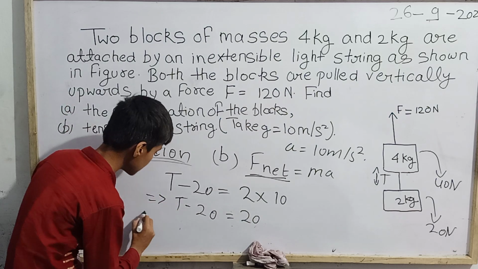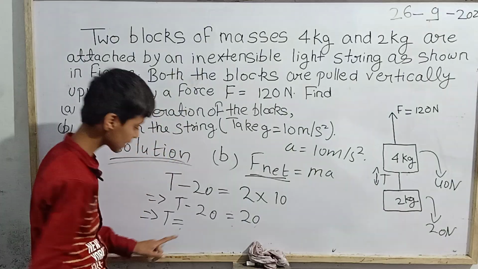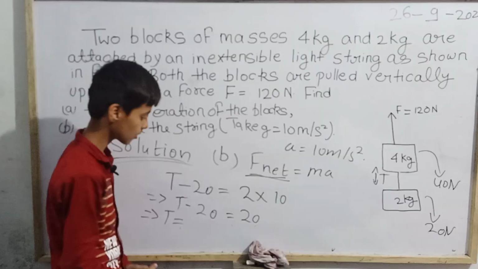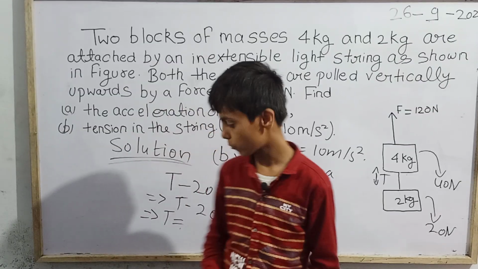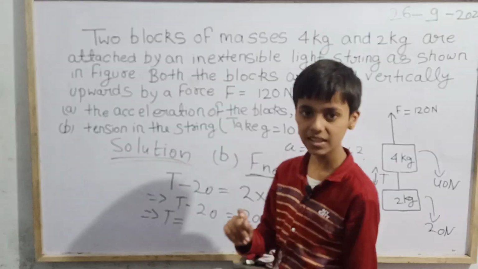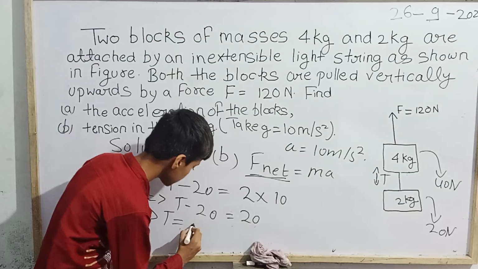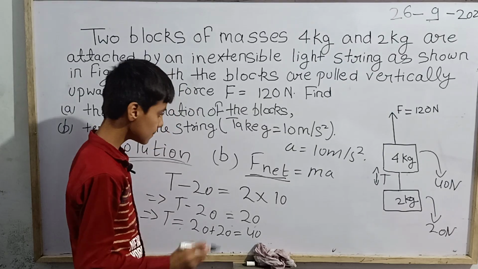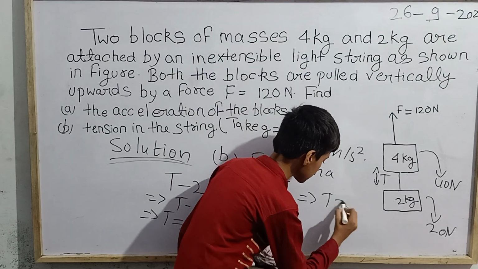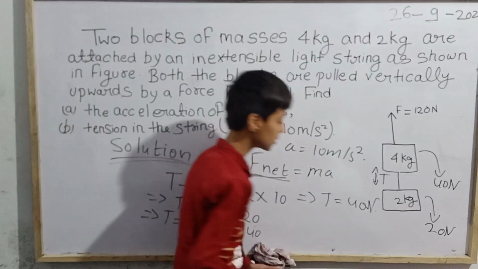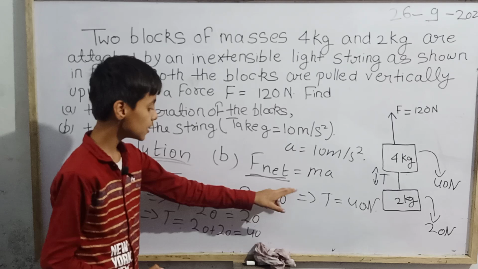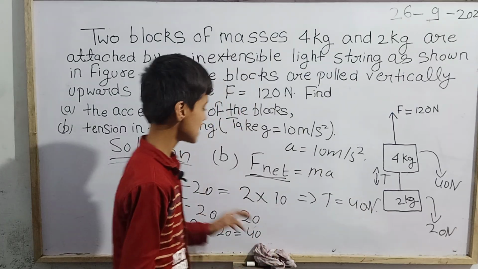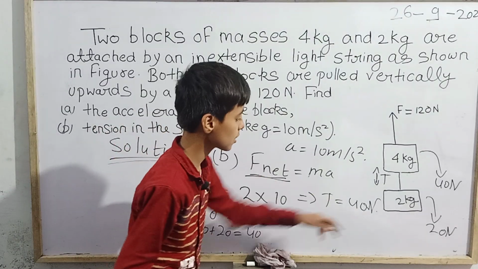After this, T is equal to 20 plus 20, because the minus 20 crosses over to the other side and becomes positive. 20 plus 20 equals 40. This implies that the tension generated is 40 newtons in SI unit. Newton is the SI unit of force. Why SI unit? Because the values we have put, mass, acceleration and weight, are all in SI unit. This is why tension will also be in SI unit.